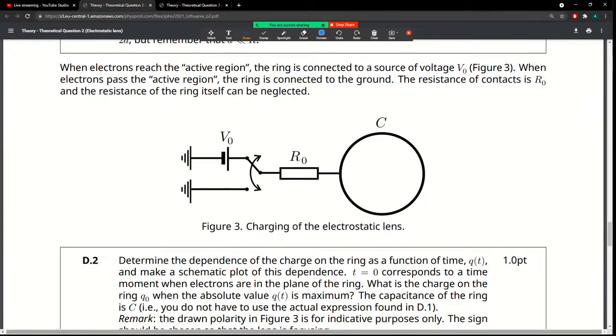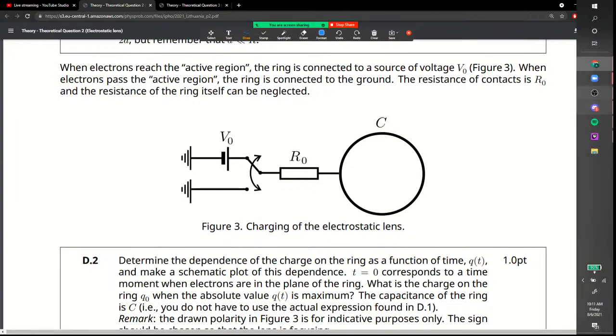Okay, so it's just going to be an RC circuit, and charging and discharging both. Yeah, so I guess you can just write Kirchhoff's law and get the differential equation.